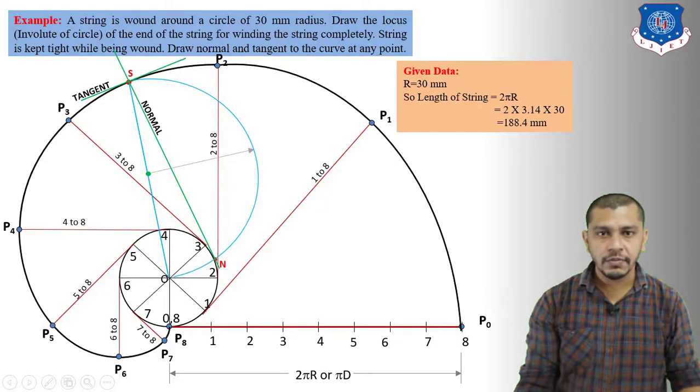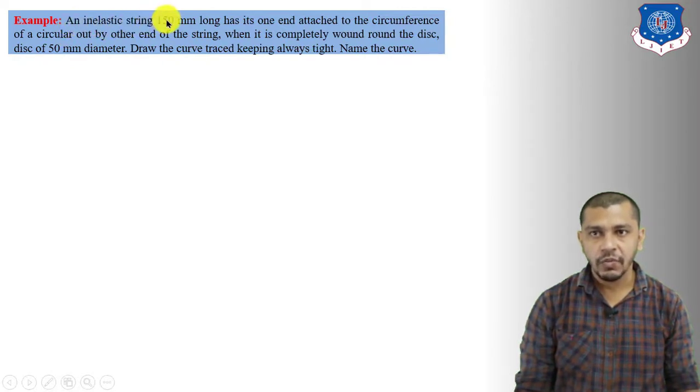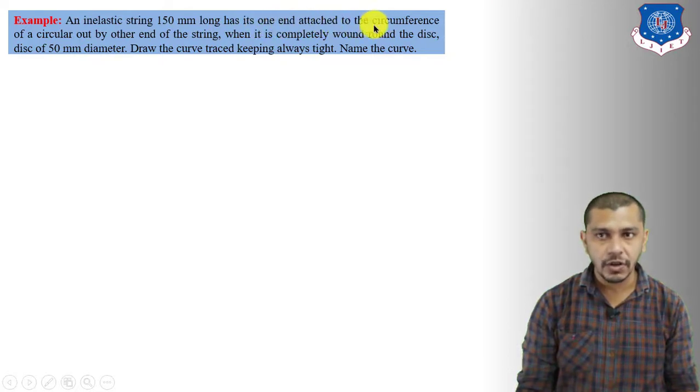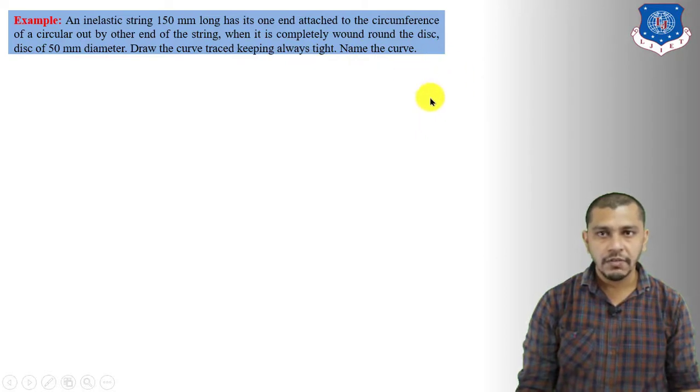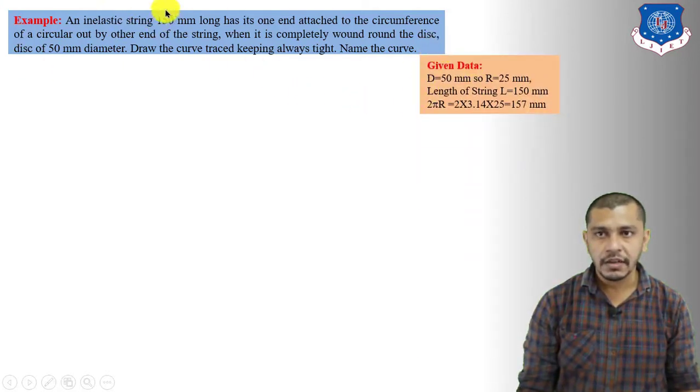Now let us take another example of the involute of a circle. The problem is: an inelastic string 150 mm long has one end attached to the circumference of a circle, and the other end is free. When it is completely wound round a disc of 50 mm diameter, draw the curve traced by the string's end, keeping the string always tight, and name the curve. The diameter of the circular disc is 50 mm, so the radius is 25 mm, and the length of the string is 150 mm.